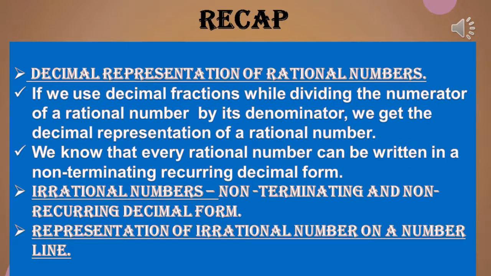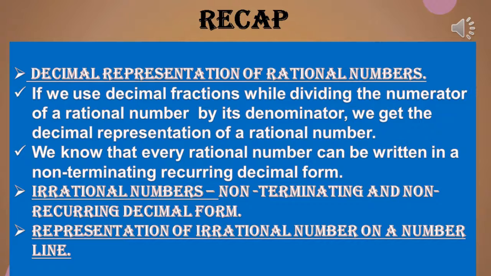Children, let's have a quick recap of what we have studied today. We have studied about decimal representation of rational numbers. If we use decimal fractions while dividing the numerator of a rational number by its denominator, we get the decimal representation of the rational number. Decimal form of a rational number is called a terminating decimal form. We know that every rational number can be written in a non-terminating recurring decimal form. Similarly, a terminating decimal form can be written as a non-terminating recurring decimal form.